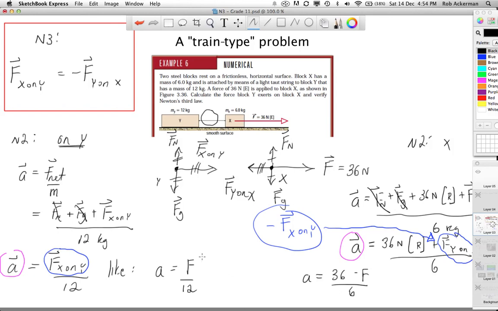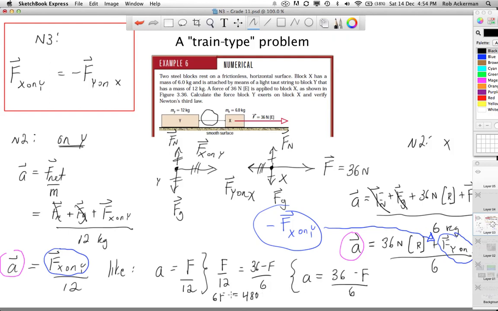Since both of these are equal, what are we going to get? We're going to get F over 12 equals 36 minus F over 6. And you can cross multiply or solve it however you want. What's that going to give us? 6F equals 12 times 36, I believe, is 480.